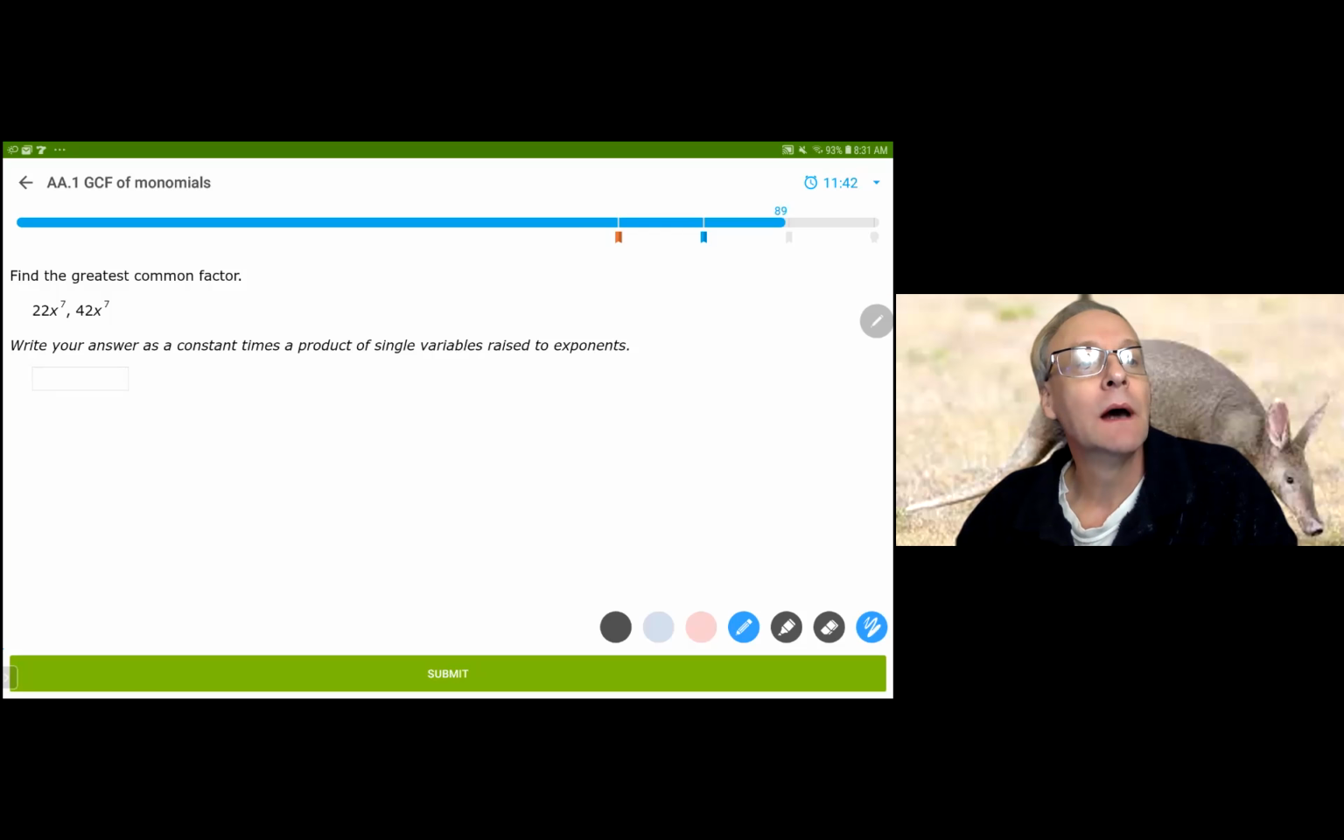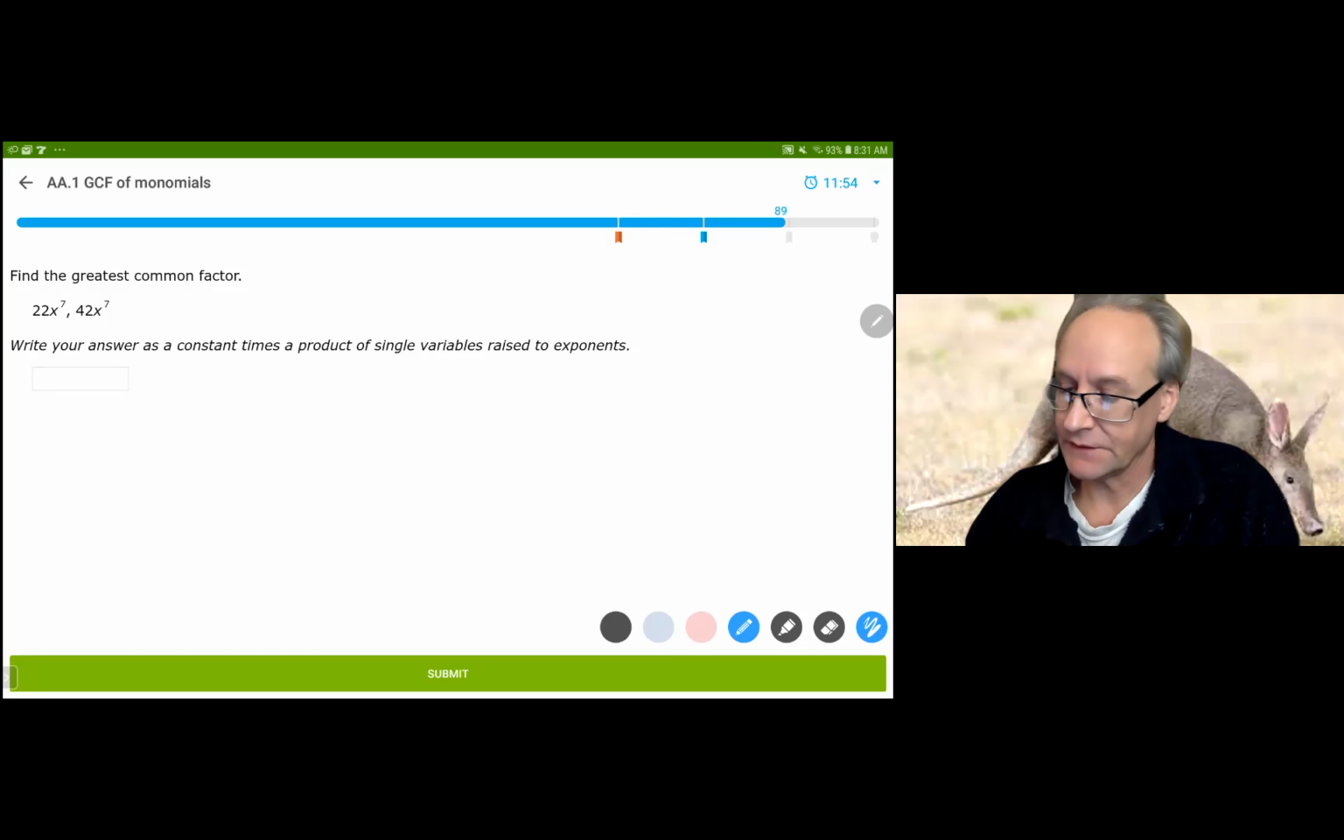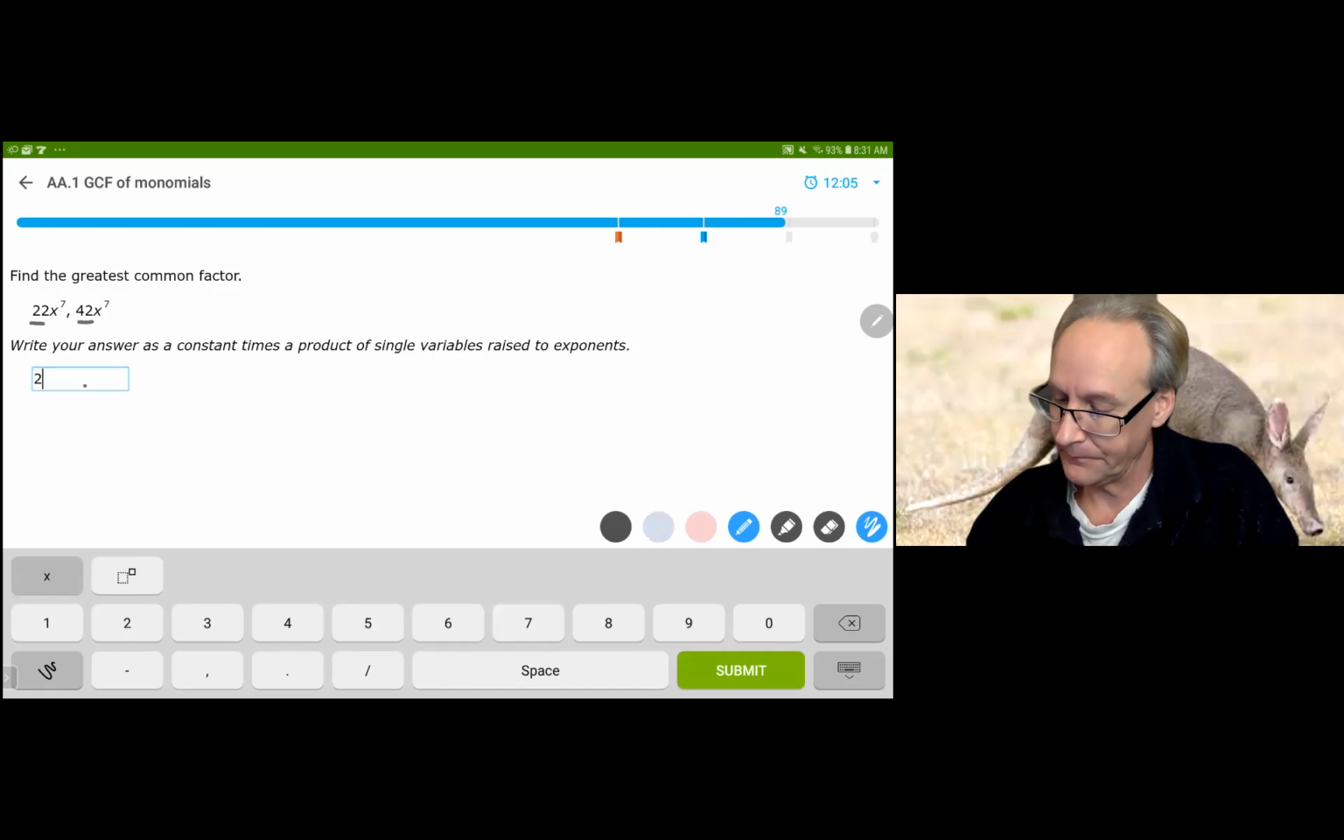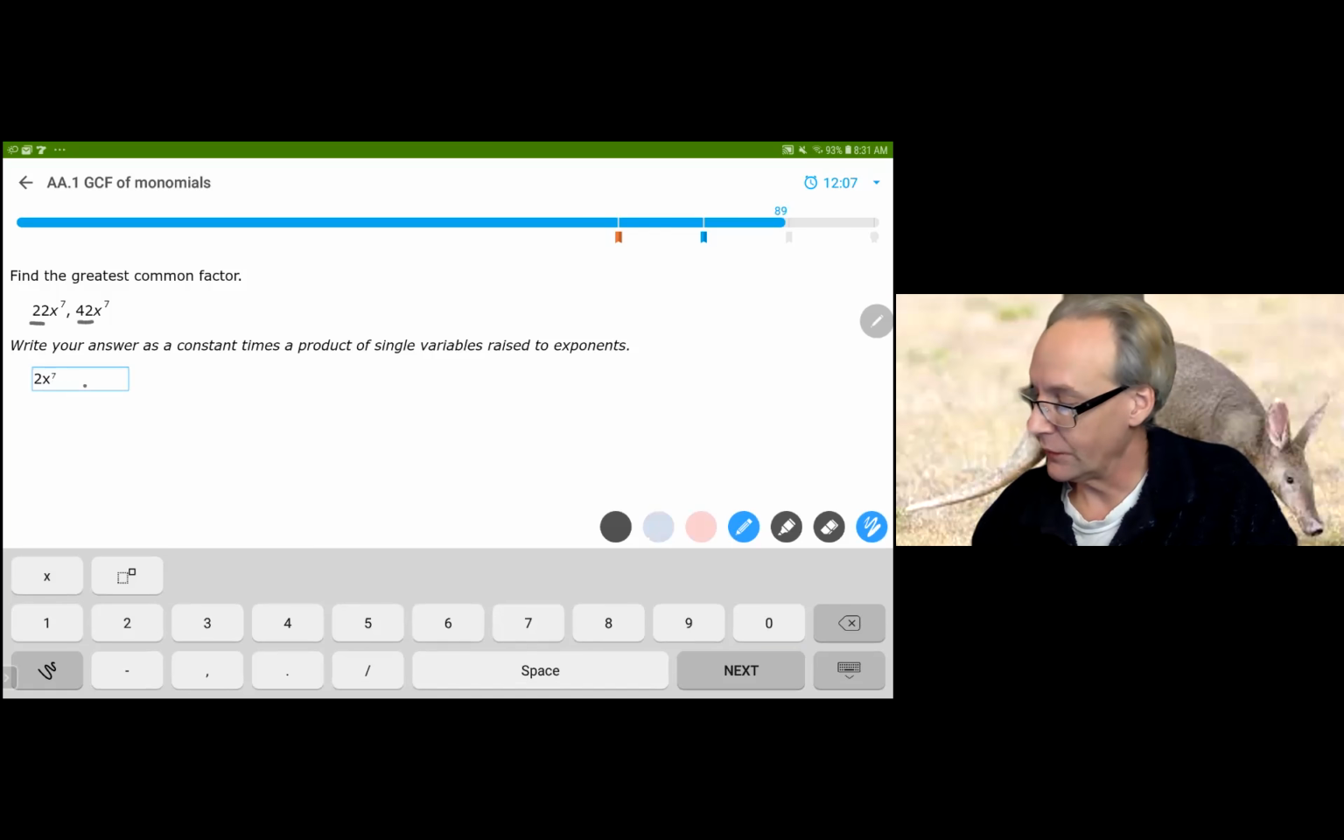All right. We've got 11 times 2, and 21 times 2 is the 42. 2 is the only common factor, and x to the 7th. Hopefully that's clear. This is 11 times 2, and this is 21 times 2. Just be careful. There are no other common factors, so it's going to be 2x to the 7th. They both have 7 x's in there.